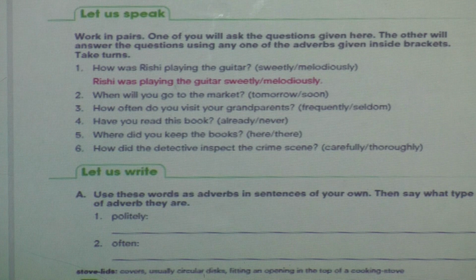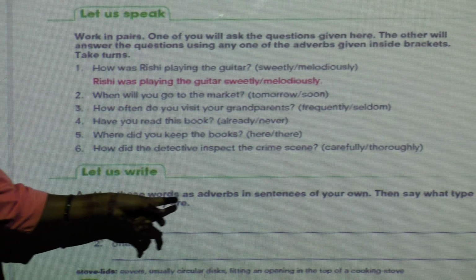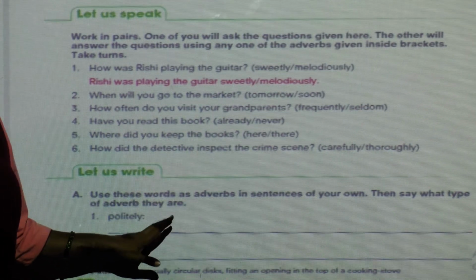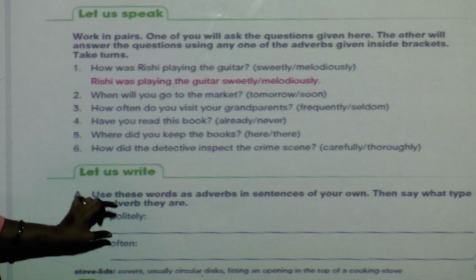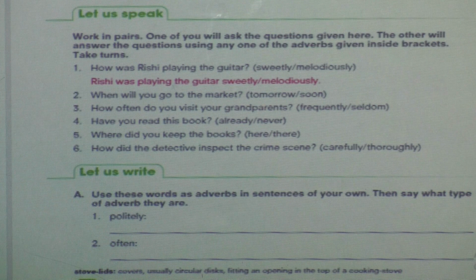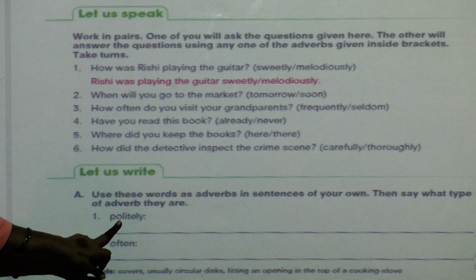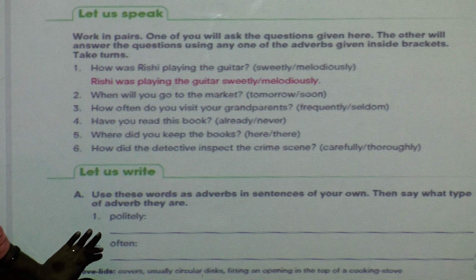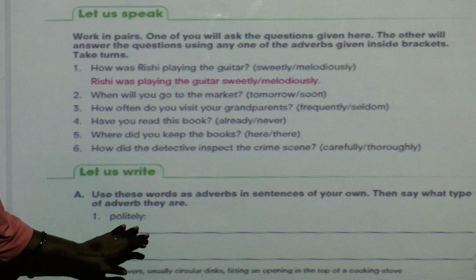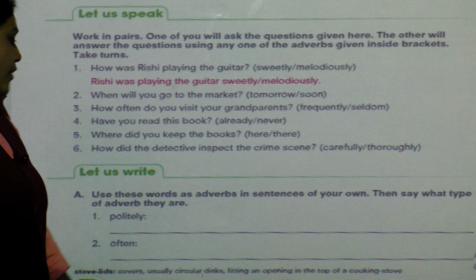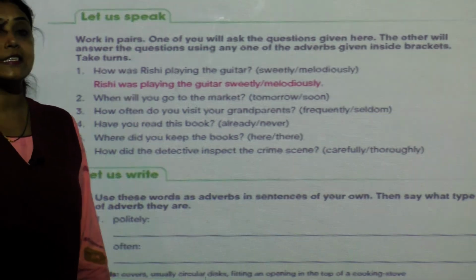Next, use these words as adverbs in sentences of your own. Then say what type of adverb they are. Now students, politely, often, and then on the next page you have three more words: anywhere, recently and never. So you just have to solve this exercise on your own. Write a sentence using the adverb politely. I speak politely with everyone. You can use the word and frame the sentence in your own words and then write the type of adverb. Okay, so you have to solve this exercise on your own.